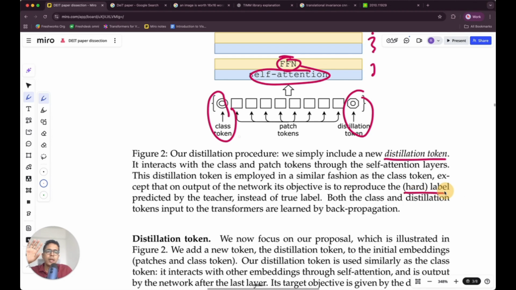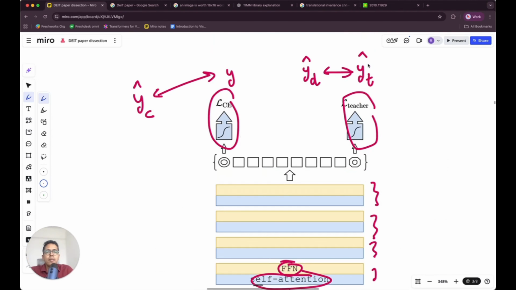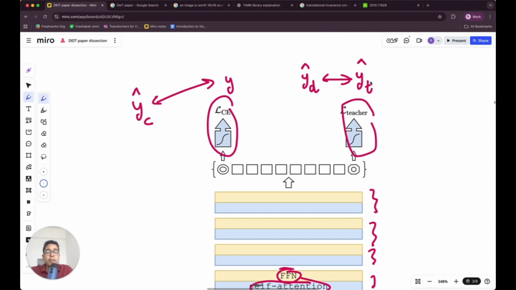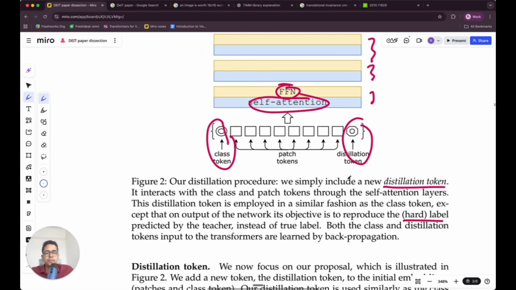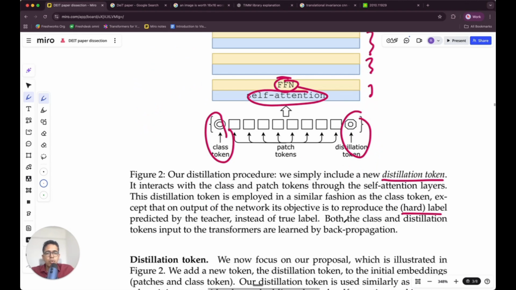So this paper saw that hard distillation is better than soft distillation. So here, this will try to predict the hard label. Maybe there is label smoothing, maybe that is there, but it's hard distillation, not soft distillation. Predicted by the teacher instead of the true label. Both the class and distillation tokens input to the transformer are learned by backpropagation.